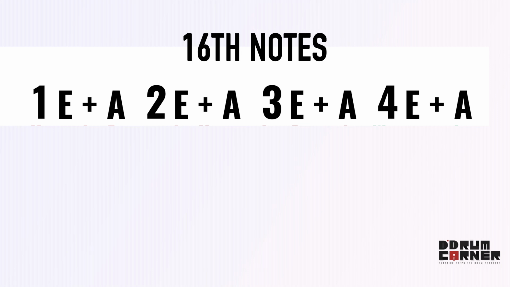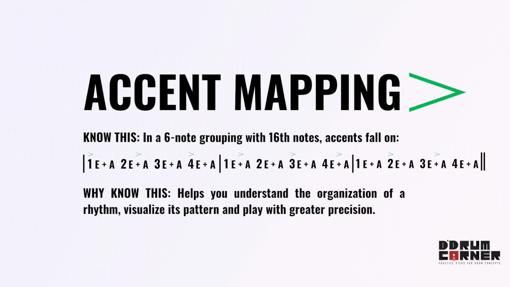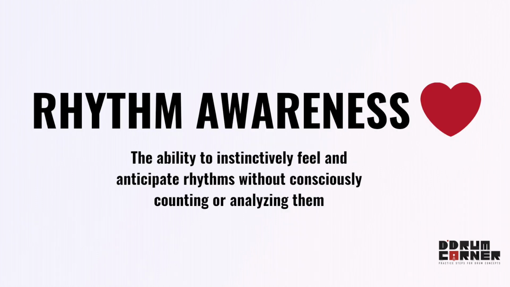1 E and a 2 E and a 3 E and a 4 E and a, counting through the bars. So knowing these checkpoints helps to guide us through the structure and the flow of the rhythm. Rhythm awareness. Rhythm awareness means feeling and predicting rhythms naturally without counting or thinking too much.